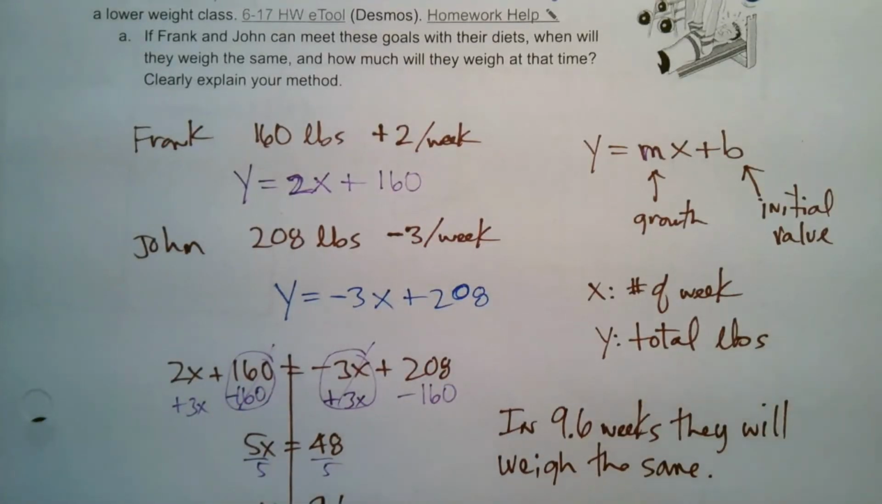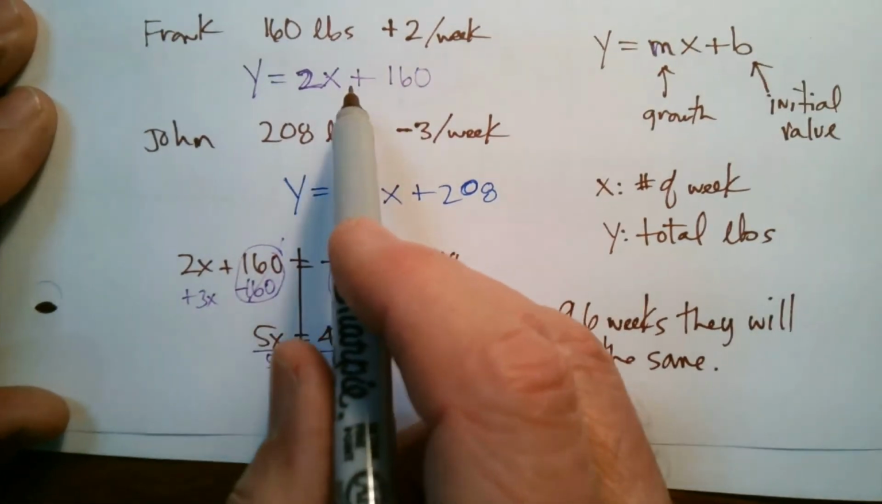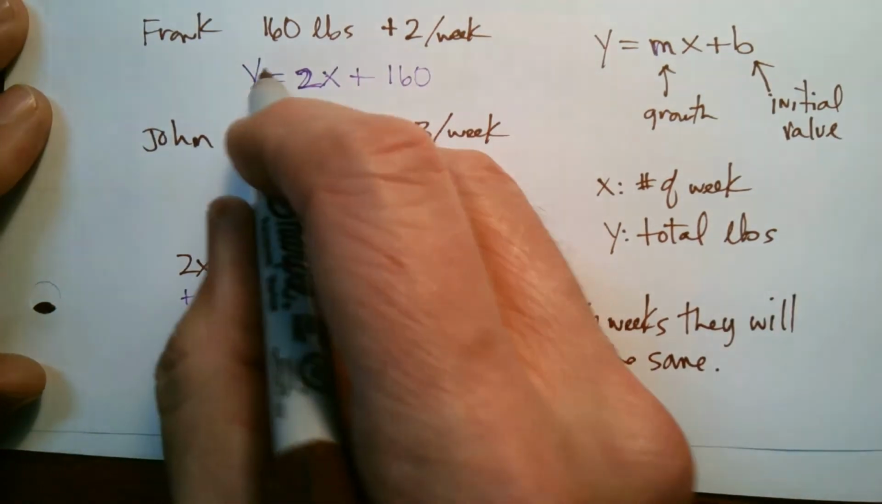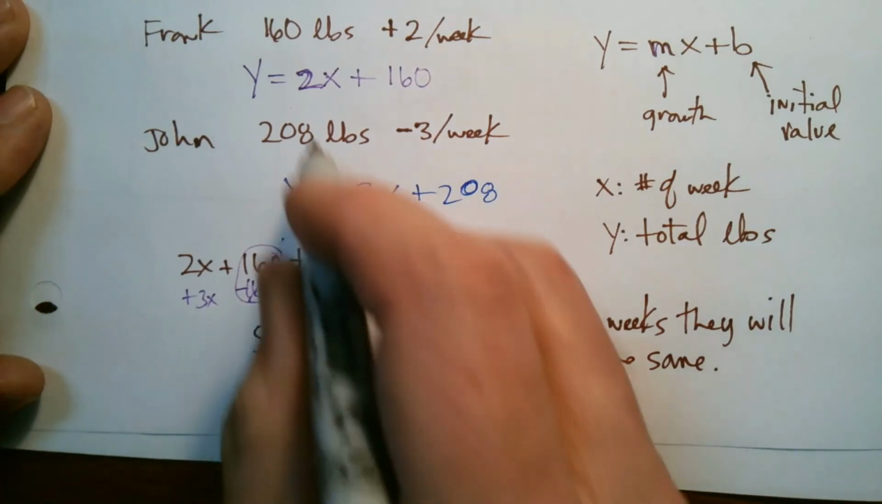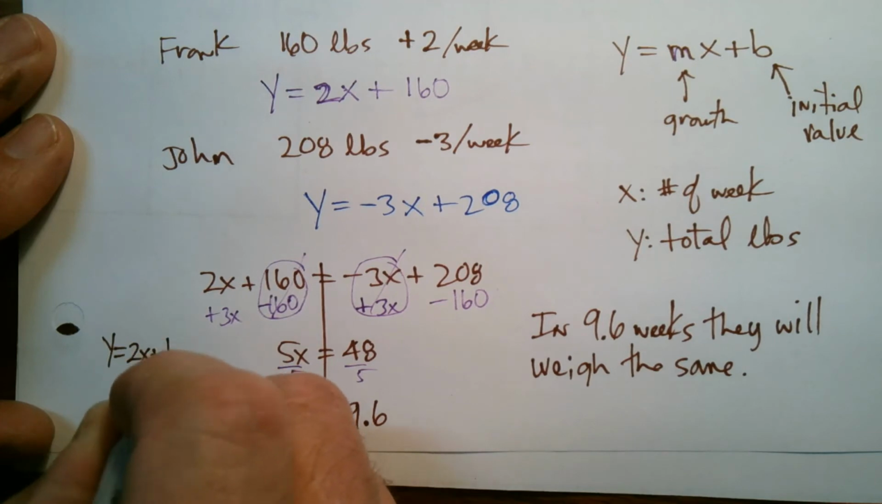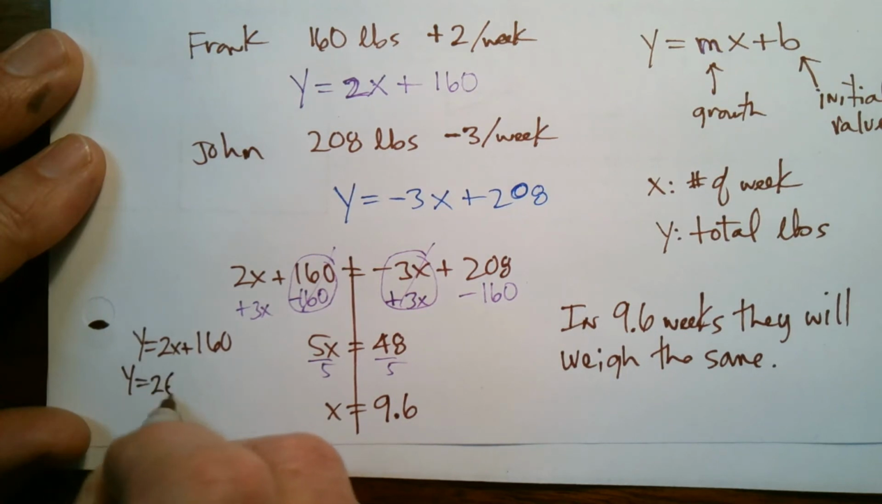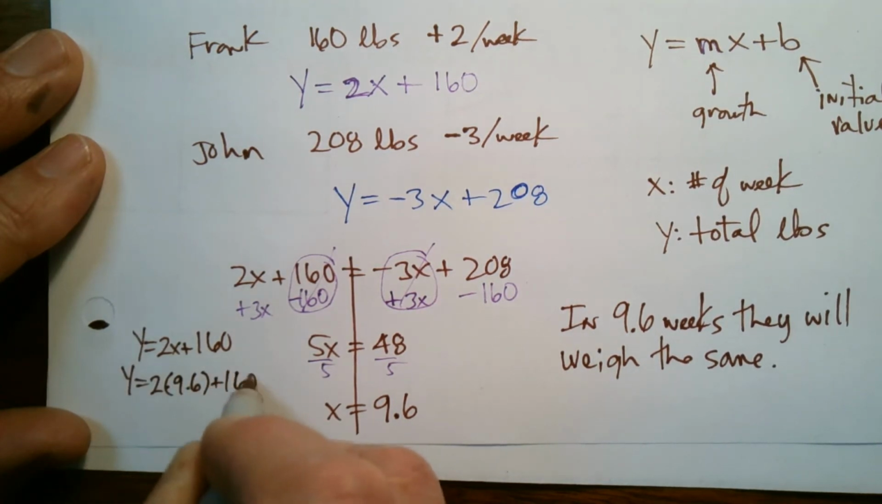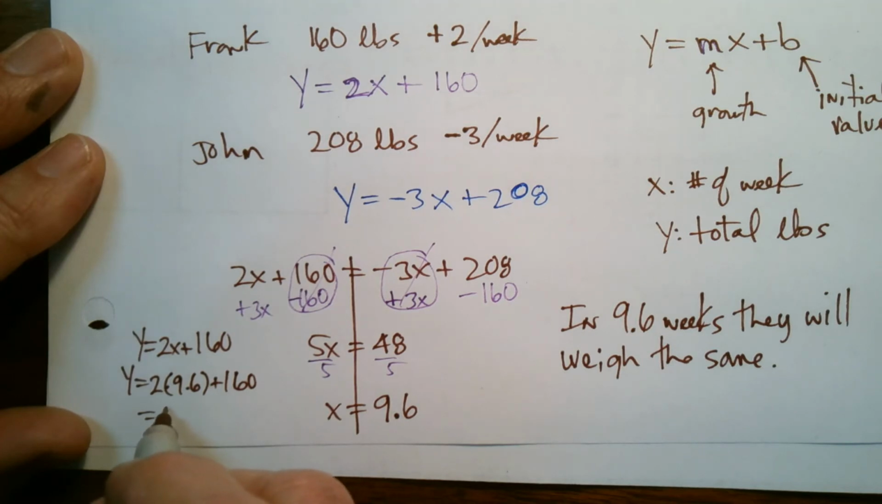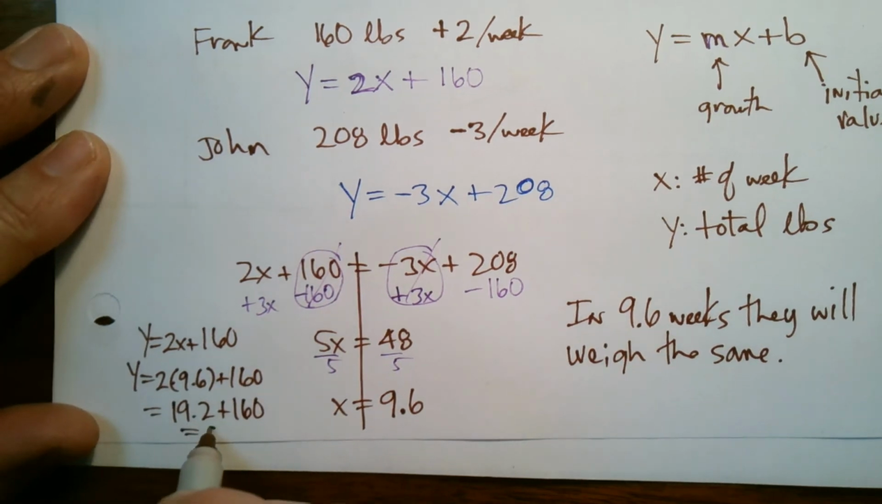To figure out how much they weigh, I have to take that x that I got here and plug it back into the equations. I discovered when the y's are equal, so I just take it and plug it into one of them. I'm going to plug it into Frank's equation, y is equal to 2x plus 160. So y is equal to 2 times 9.6 plus 160. So that's 19.2 plus 160, which is equal to 179.2.